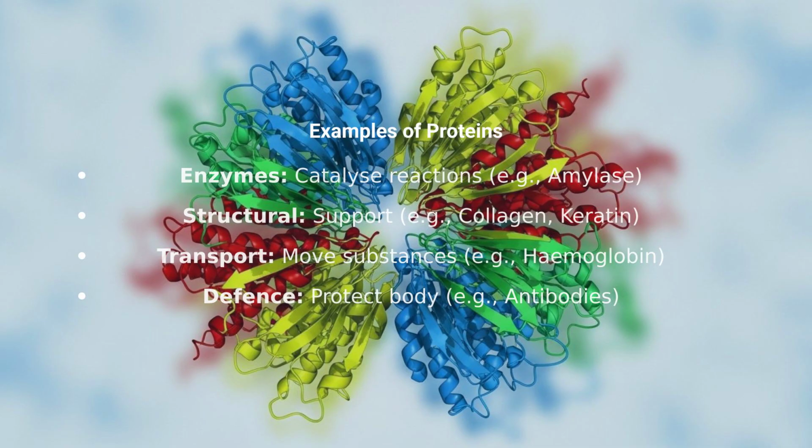They provide structural support, like collagen in connective tissues and keratin in hair and nails. Hemoglobin, a transport protein, carries oxygen in the blood, while antibodies are crucial for the immune system's defense against pathogens. Their diverse functions are directly tied to their complex and specific shapes.